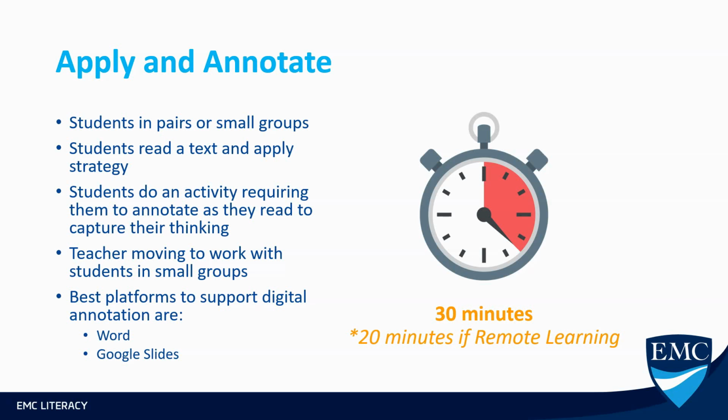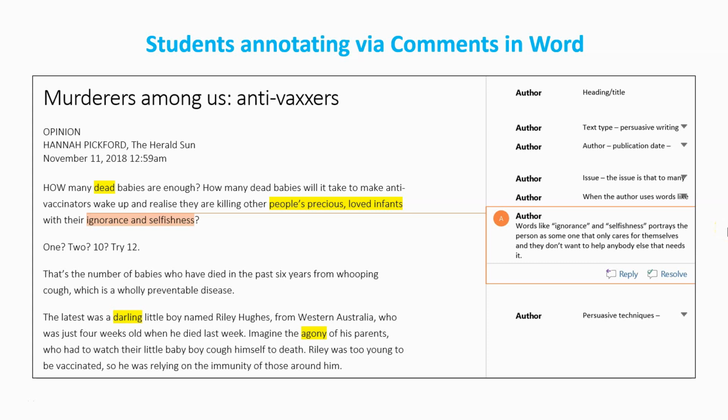In class, obviously students are likely to be annotating directly onto a text, using something like a printed copy or their actual books or novels. In a remote learning environment, however, some of the best platforms to support digital annotation are Word and Google Slides. This example here uses Word.